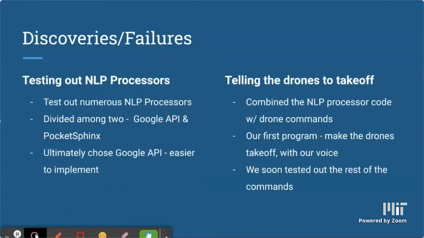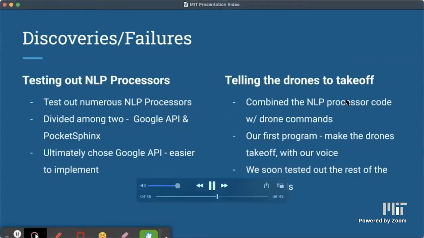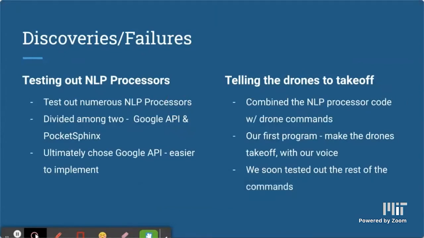We had to test out numerous language processors because there were so many out there, and we had to figure out which one was the best for us. We were divided between two of them, one called Google API and the other named Pocket Sphinx. We decided to use Google API just because it was easier to implement, and Pocket Sphinx required too many additional packages and tools. After that, we began to do our first program.